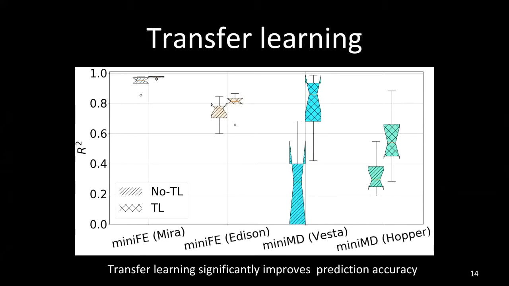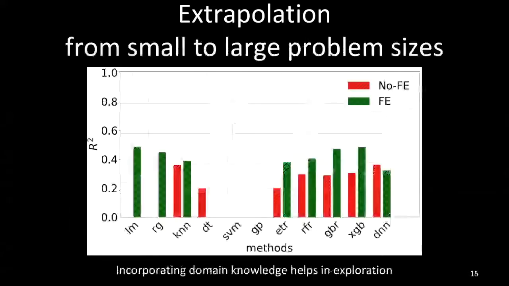So here, MiniFE Mira means you are learning from MiniFE Edison, and then you move and evaluate on MiniFE Mira. MiniFE Edison means you are learning from MiniFE Mira, 20%, and then you move to MiniFE Edison. Similarly, MiniMD Vesta and MiniMD Hopper. Remember that these are 2 different machines in 2 different places with different architectures, and transfer learning here significantly helps to improve the accuracy, especially when you are dealing with limited data.